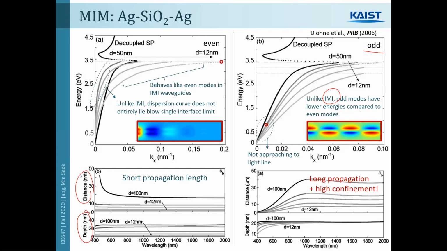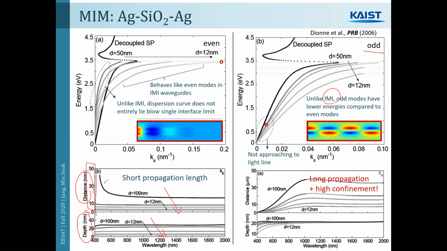And again, propagation distance tells you how long the mode can propagate, and penetration depth tells you about the size of the mode, the energy confinement. So if you change the thickness from 100 to 12 nanometers, the propagation length decreases significantly. And also this depth decreases, which is reasonable, because you lose propagation length and at the same time you gain mode confinement. But if you actually look at the propagation length, the scale, it's too short.